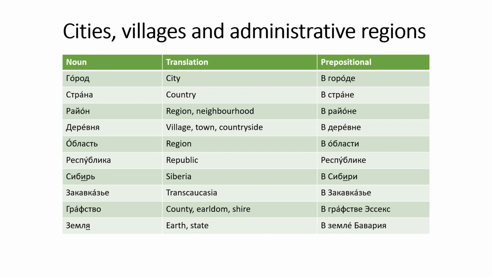Here we have the example v zemle Bavariya, in the state of Bavaria. And if you wanted to say something that's in the ground, then you would use v.